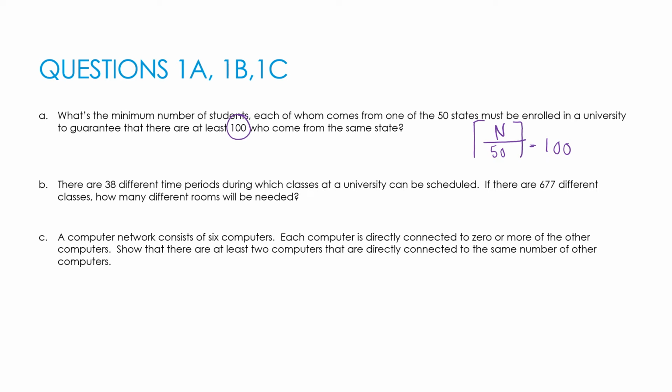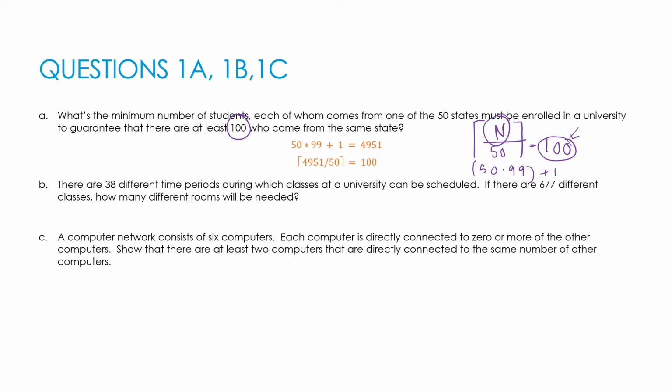So we've kind of looked at these before, but we didn't really talk about what's the math involved and how to get there. So what I can really do is I can take this number and subtract 1. So instead of 50 times 100, take 50 times 99, because 50 times 99 would give me 99 here, and then add 1 to that. So 50 times 99 plus 1 is 4,951. That is the minimum number of students to guarantee at least 100 come from the same state.